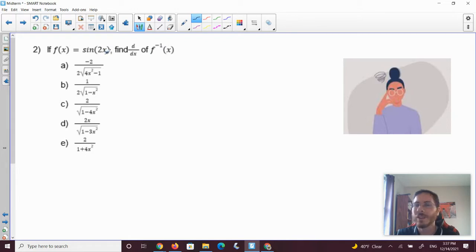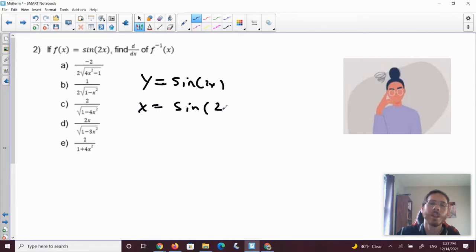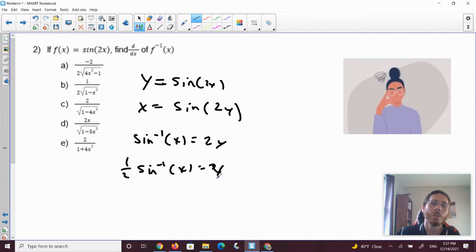So a lot of people just said, well, I got sine, so the inverse of sine is arc sine, but that's not the case because our function y equals sine of 2x. If we were to take the inverse of this, we would have x equals sine of 2y, which means we'd have arc sine of x equals 2y, or 1/2 arc sine of x equals y. So we can see that we just have the x inside of the arc sine. The 2 actually is going to be outside.